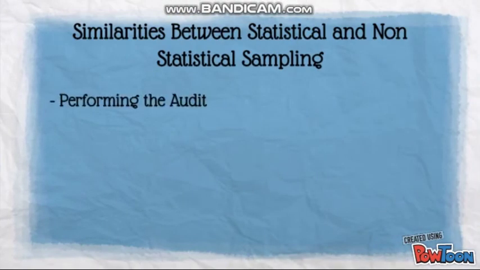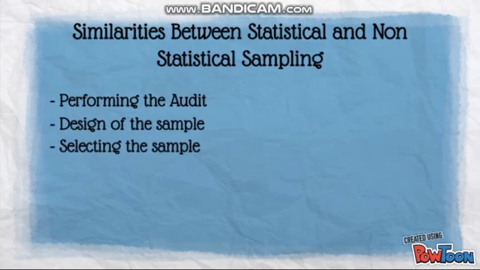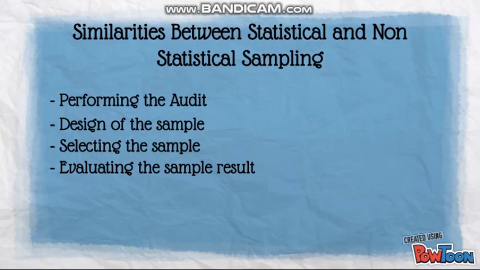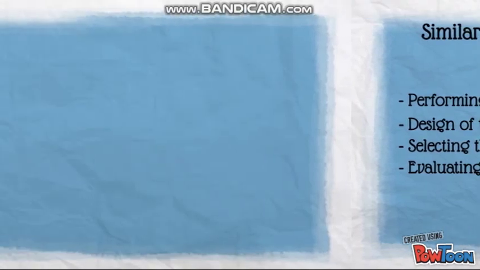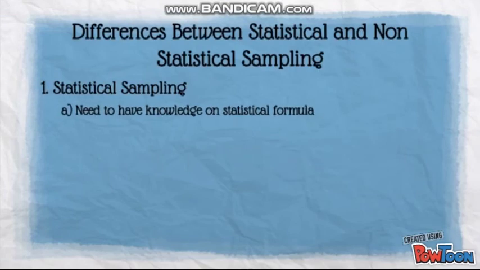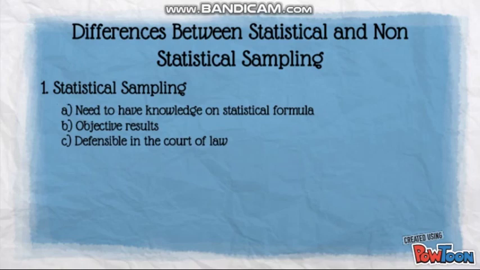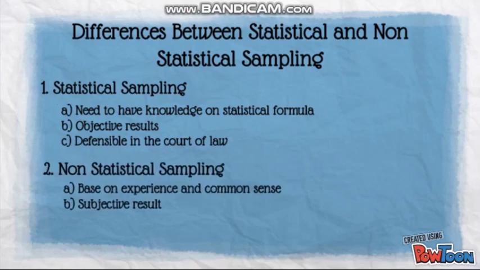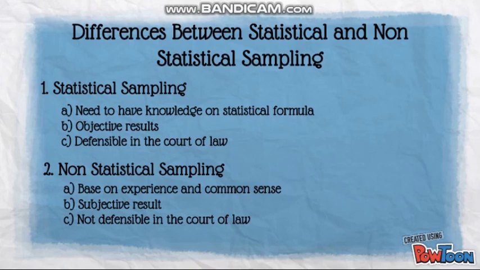The similarities between statistical and non-statistical sampling are: 1. Performing the audit, 2. Design of the sample, 3. Selecting the sample, and lastly 4. Evaluating the sample result. Differences between statistical and non-statistical sampling. 1. Statistical sampling: first, it needs knowledge of statistical formulas; next, objective results; last, defensible in a court of law. 2. Non-statistical sampling: first, it is based on experience and common sense; second, subjective results; and last, not defensible in a court of law.